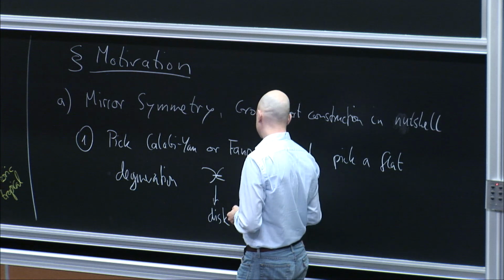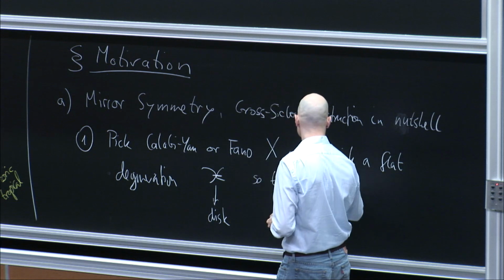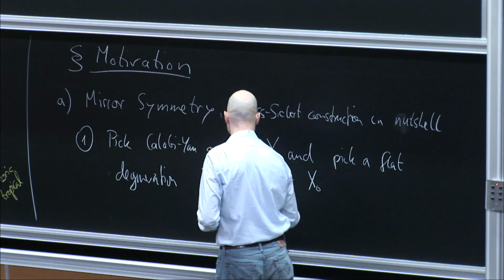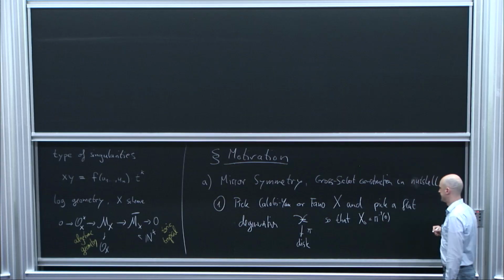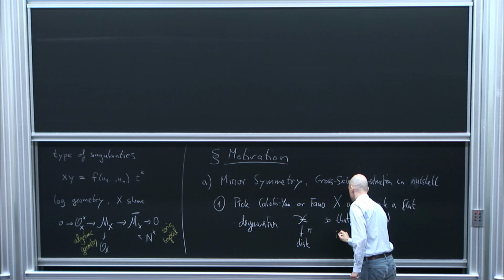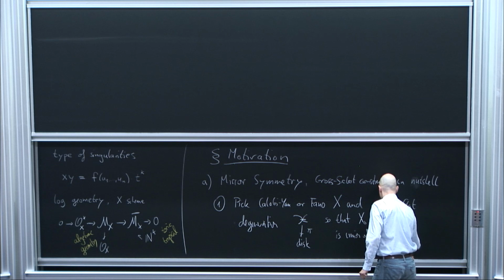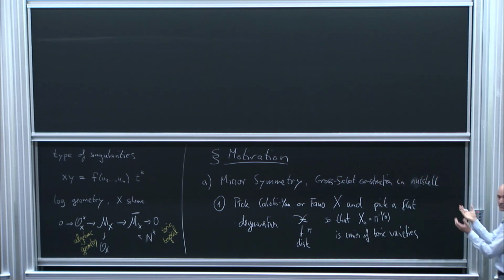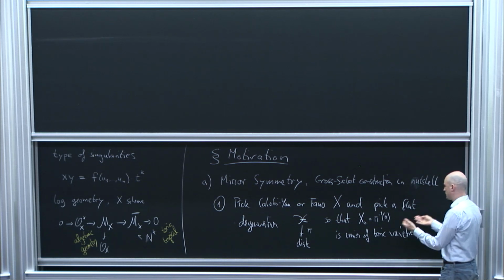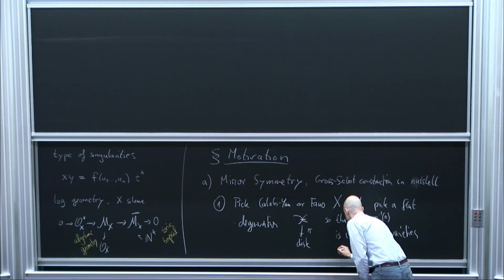So you put it in degenerating families so that the central fiber, call that map pi, so this is the inverse image of the origin, is a union of toric varieties. And these toric varieties are supposed to meet each other. So it's a reducible union of toric varieties, and they meet each other in toric boundary strata.